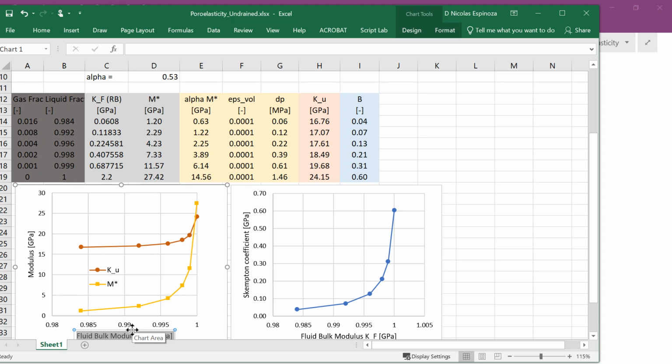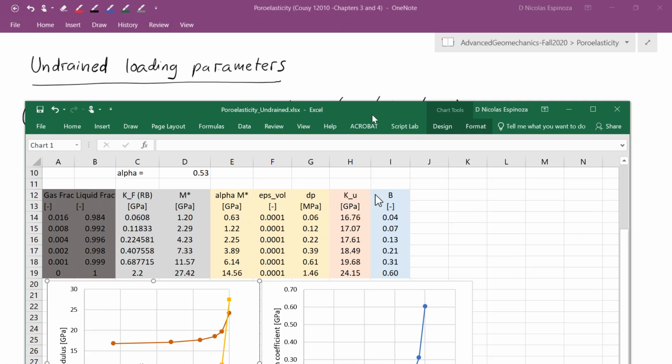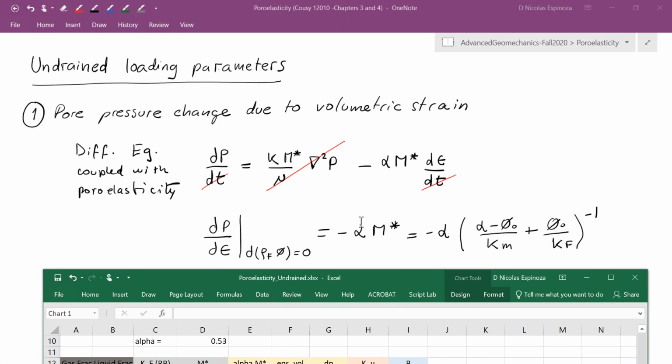I forgot to correct this. This is actually the liquid fraction, and just when it gets close to 1, we have a high value of the modulus. And here I also have alpha times the modulus, which is the parameter that we saw was important to characterize the increase of pressure.